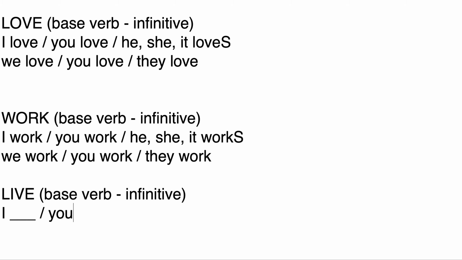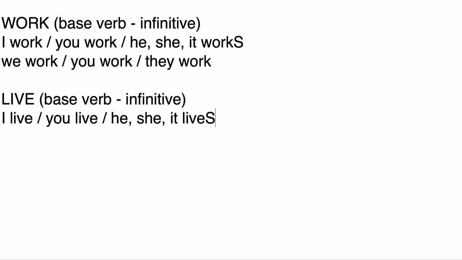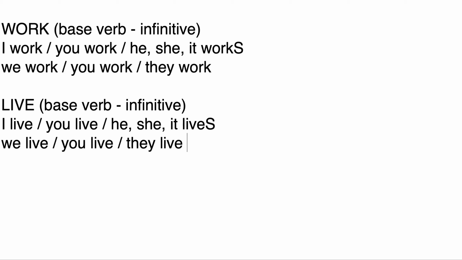Okay. So let's conjugate or match the verb to the persons we have here. I live. You live. He, she, it lives. All right, super important. Lives. The third one has to have an S. So here, lives. Followed by we live, you live, and they live. All right, so far so good.